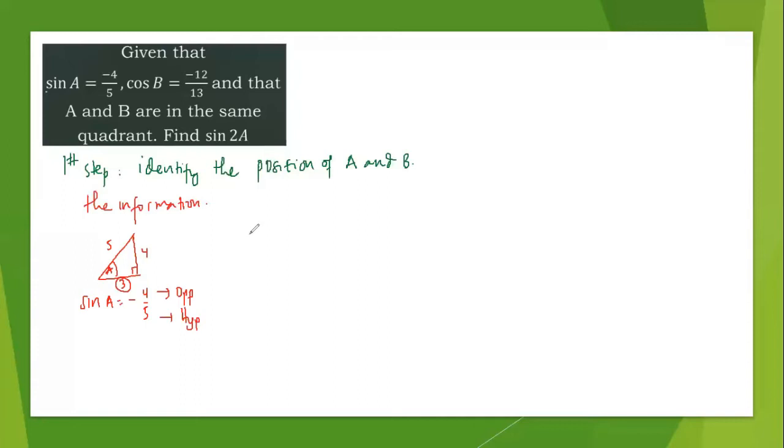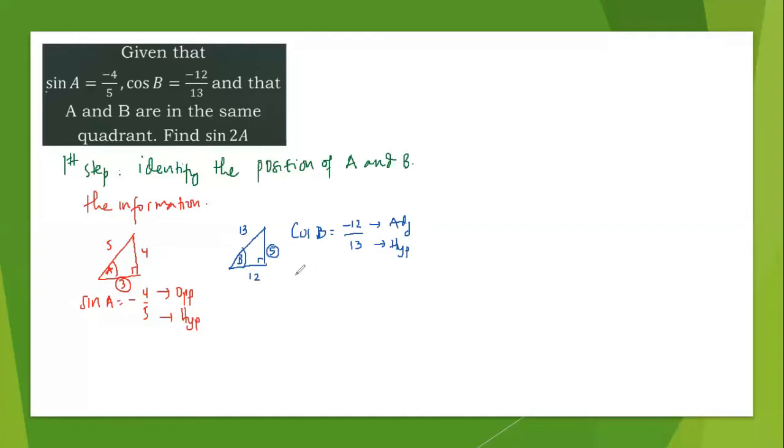Okay, B. What is B? Cosine B is minus 12 over 13, right? So this one is adjacent, and this one is hypotenuse, right? So 12 is here, 13 is here. Based on the Pythagoras, this one is 5. Alright, everyone? Is it?